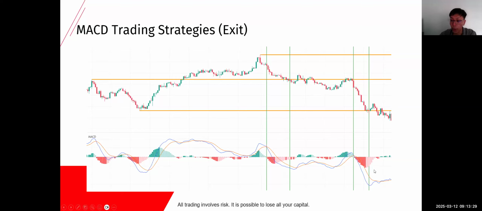Or you can wait a little bit more for it to cross back into your signal line, which is roughly around this area right here. But my recommendation is to exit at the next swing high or swing low levels.